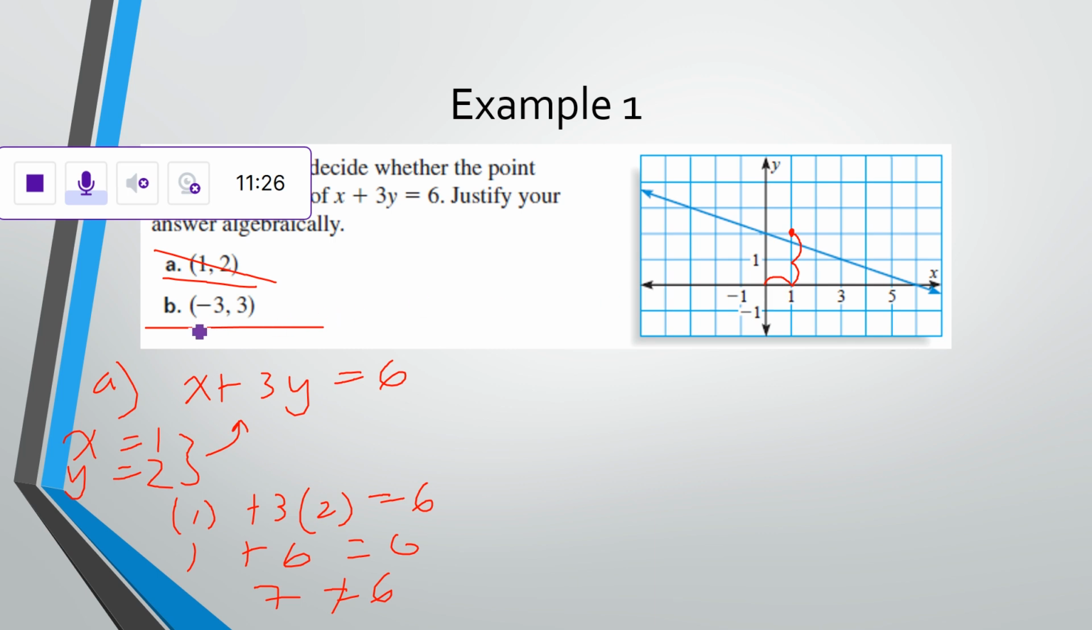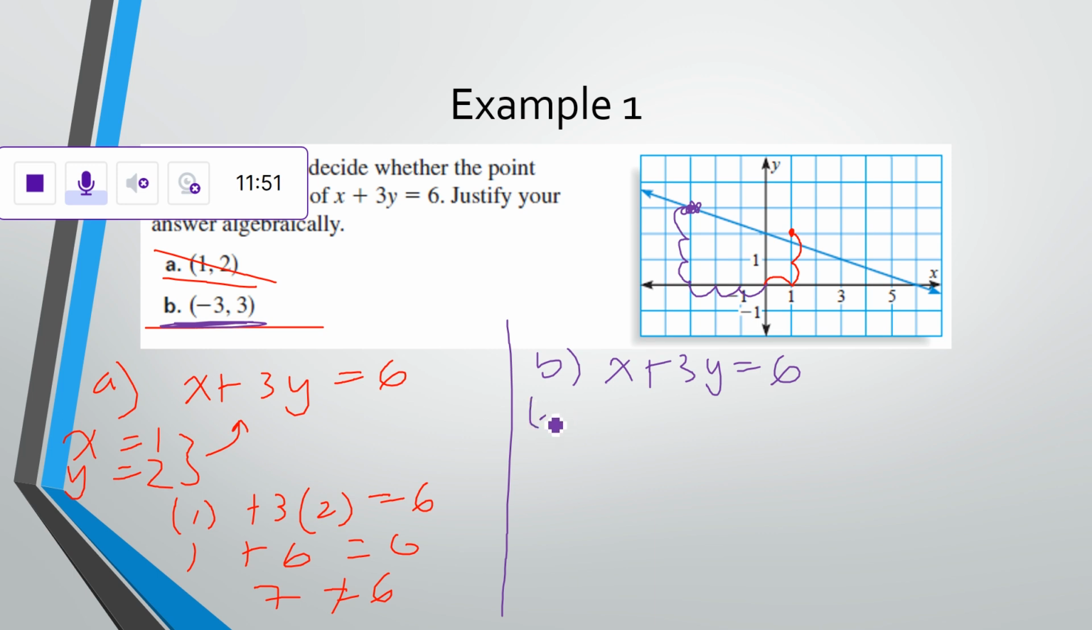If we were to plot out (negative 3, 3), we'd have to move 3 units to the left, and finally 3 units up. 1, 2, 3. And we can see that this point definitely falls within the line, and we'll go ahead and also check this answer algebraically. We'll first go ahead and rewrite the equation, right? We have x plus 3 times y is equal to 6.